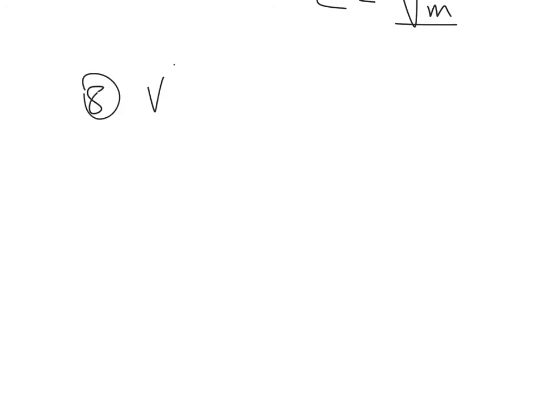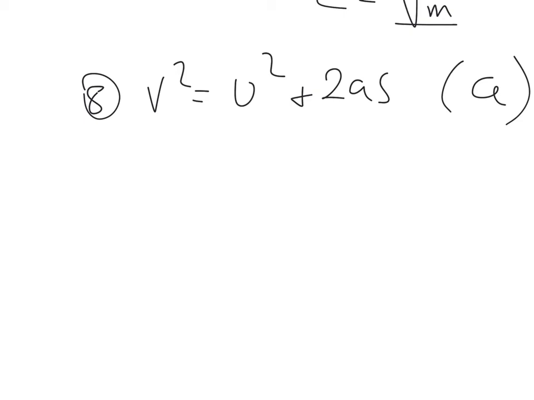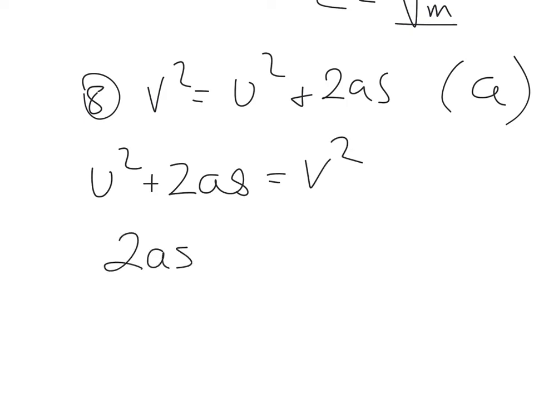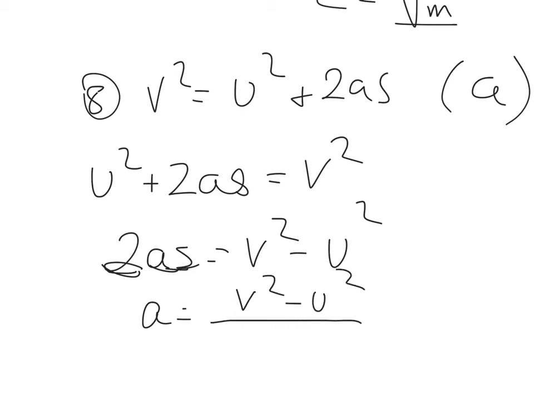Example 8. V squared equals U squared plus 2AS. Change the subject of the formula to A. So U squared plus 2AS equals V squared. 2AS equals V squared minus U squared. 2AS is the same as 2SA, so the 2S can come down all at the same time. Now we're not going to subtract at that point because they're multiplying the A, so we bring them down, divide. A equals V squared minus U squared over 2S.